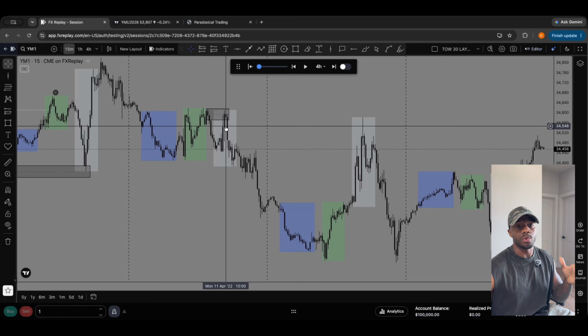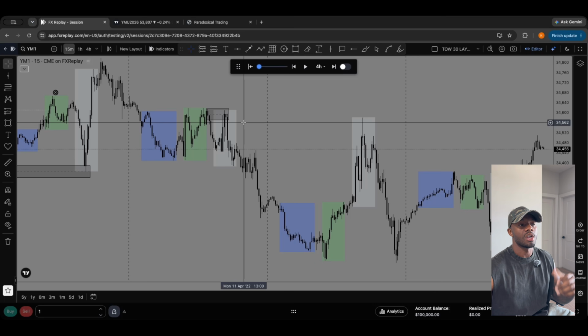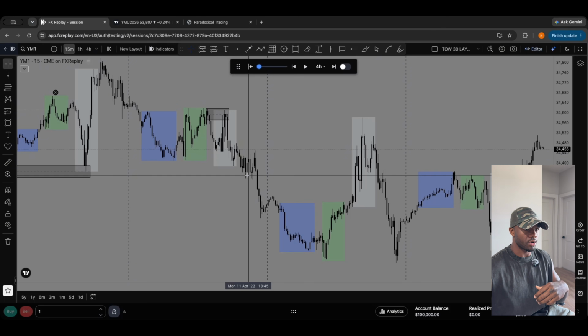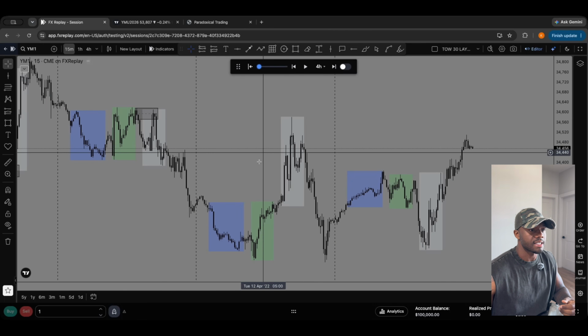But if you do see a trade that you would have taken and that trade would have resulted in a loss or stop profit or BE just based on the price action, make sure you document that as well. You don't need to have all wins in your backtest log, okay? Now going into the next day.